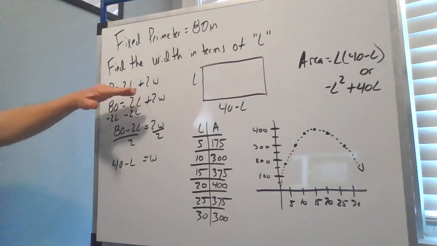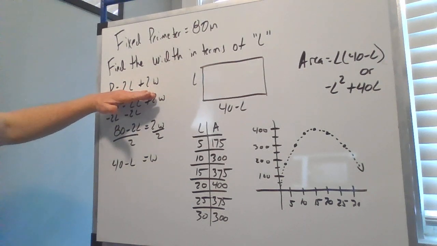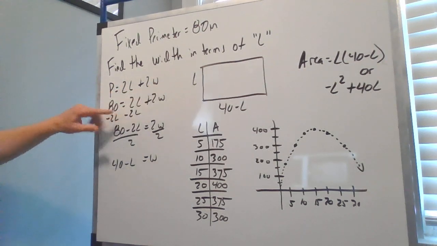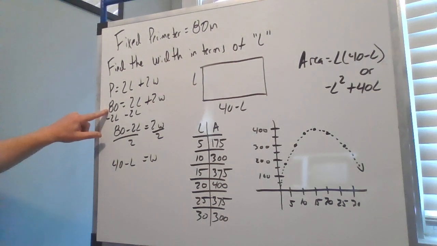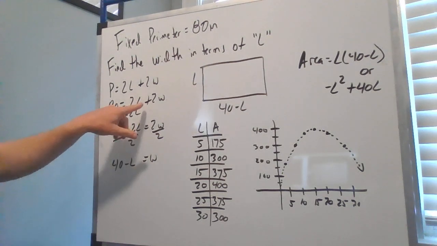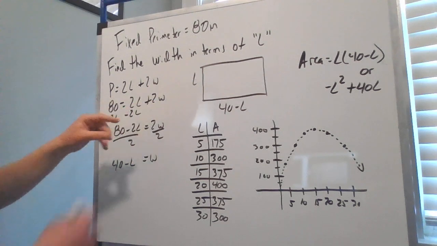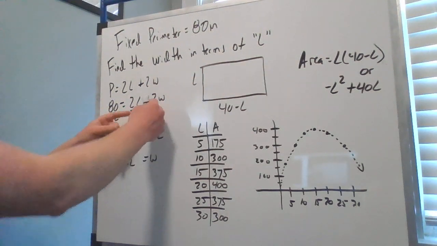So what I did here is I took the perimeter equation, P equals 2L plus 2W, and rewrote what I know. I know that my perimeter is 80. And then I rewrote this. Now I'm getting the L to the left side of the equation to solve this for the W.